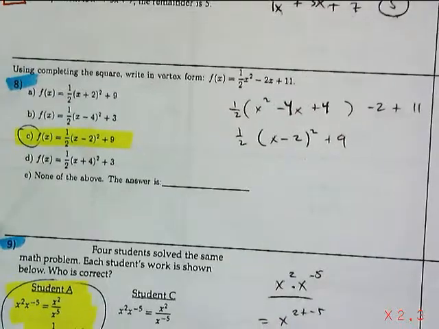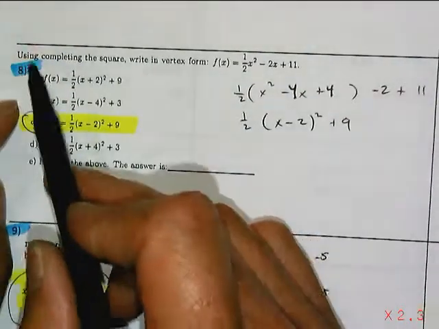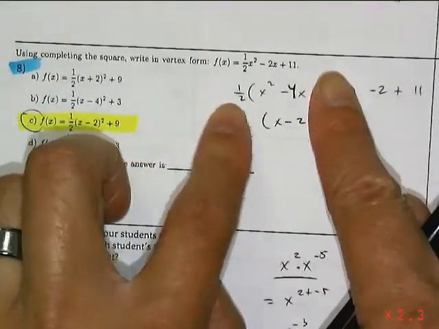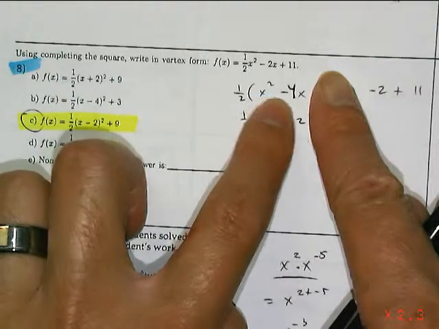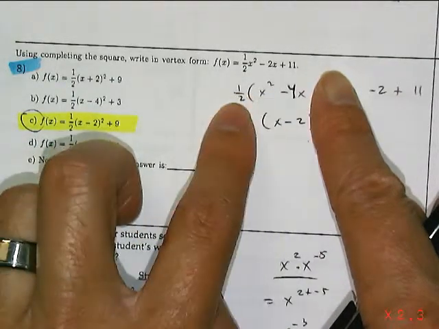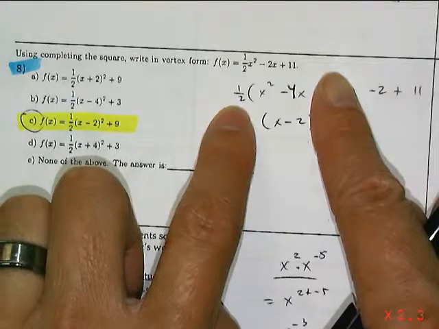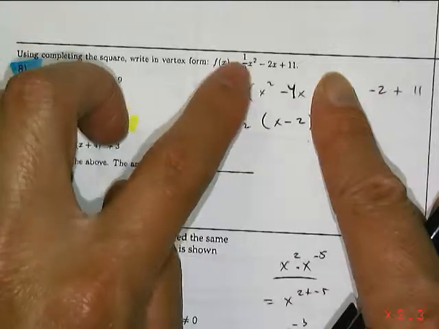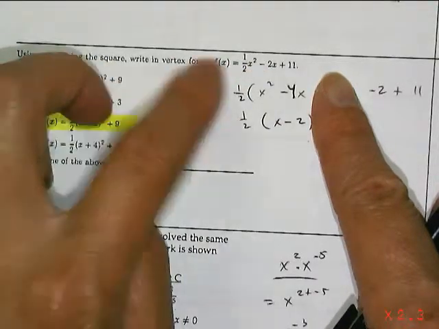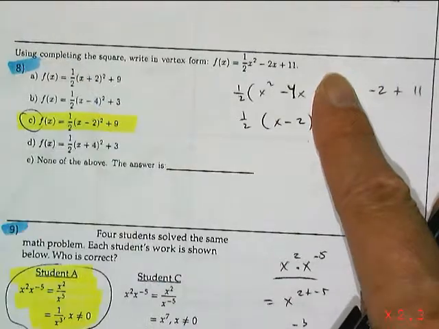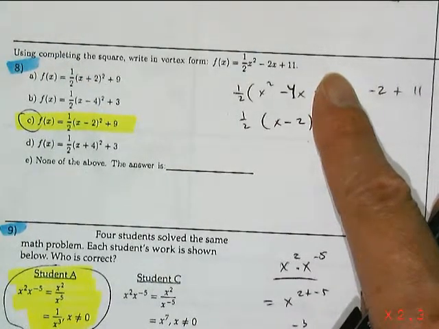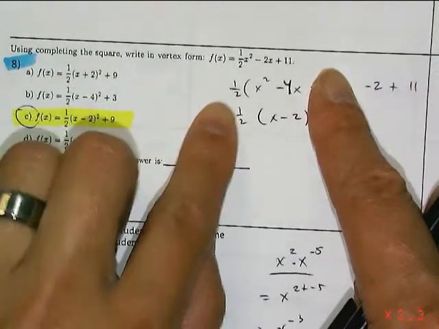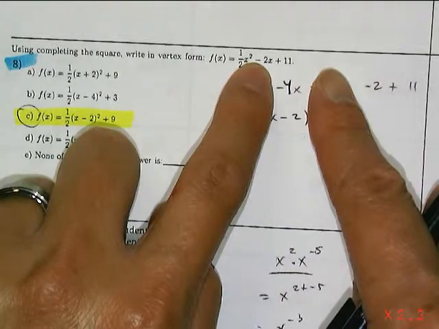Question number 8 is a little bit difficult because your GCF was a fraction. Use completing the square, right in vertex form. So if I factor out a 1/2, I'm going to be left with 1/2 x squared minus 4x. Remember, you can always distribute the 1/2 to check your answer. 1/2 times x squared gives you 1/2 x squared, and 1/2 times negative 4x will give us a negative 2x.